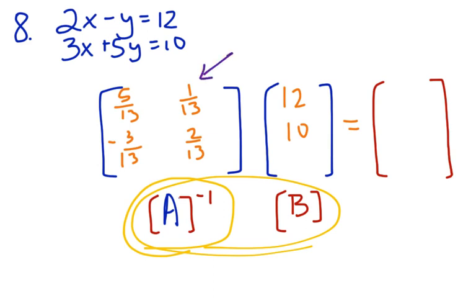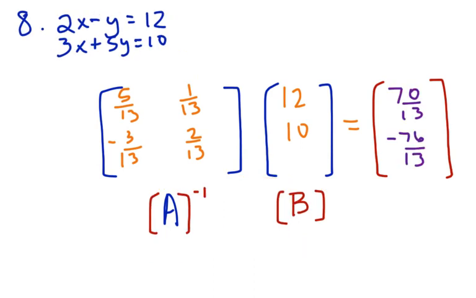This is what you should be writing on your paper also. This is the inverse. So I want you to find that first just to make sure you're getting the right thing. You won't have to show that every time, but we just want to make sure you're getting the right thing. But the answer for that is 70 over 13 and negative 76 over 13. And that's your answer for your system.